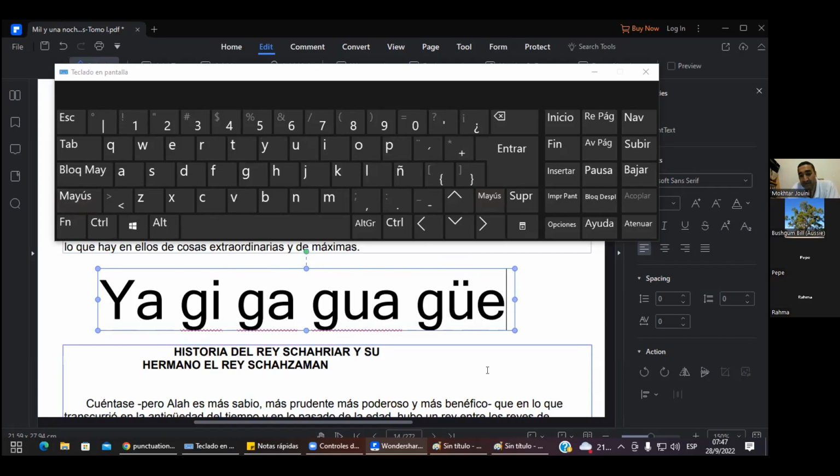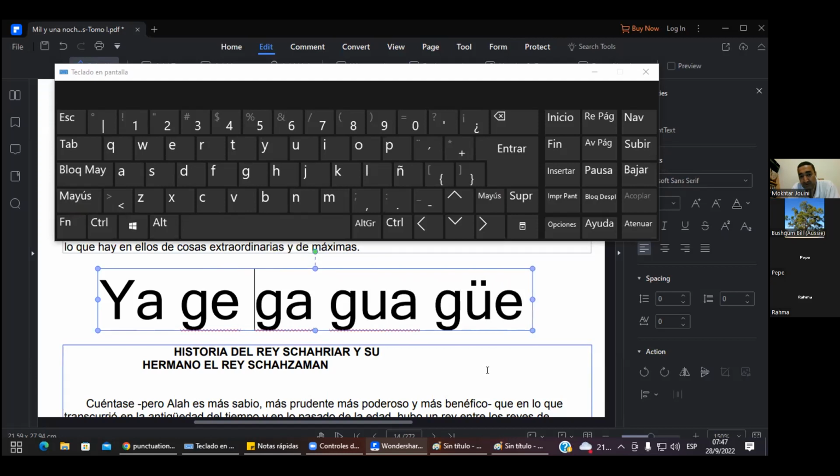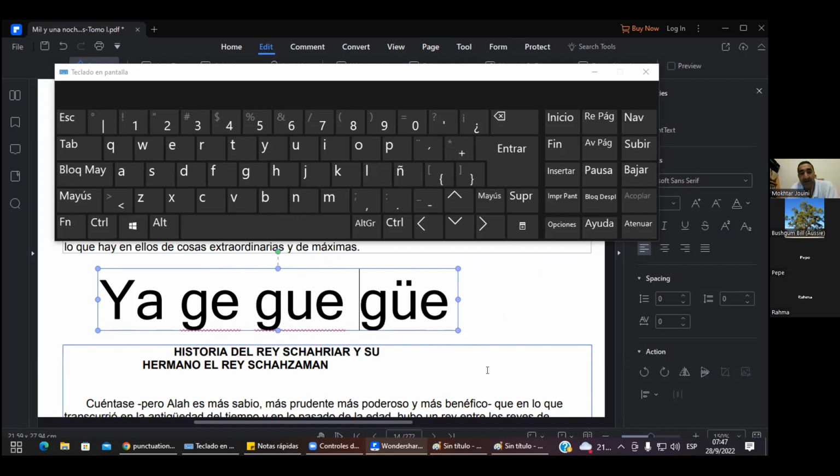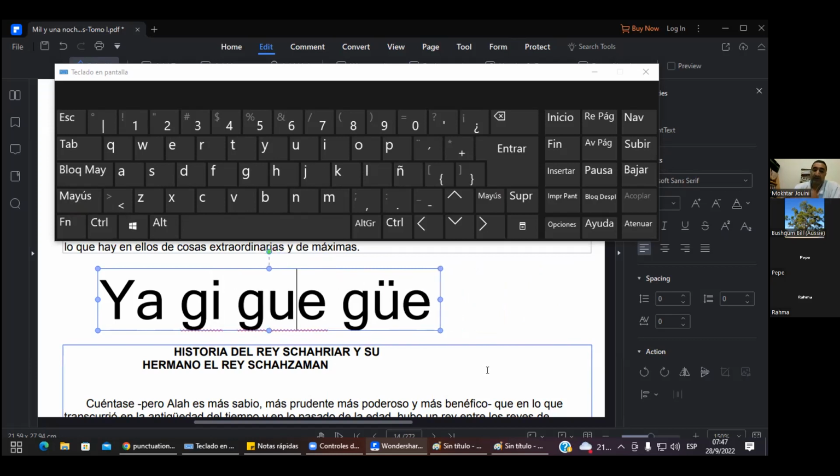Remember: he, que, ge, ga, y gue. Okay, he, ge, and the gue. And with this one: he, gi, ge, gui, and the gui. And you know the pronunciation is different.